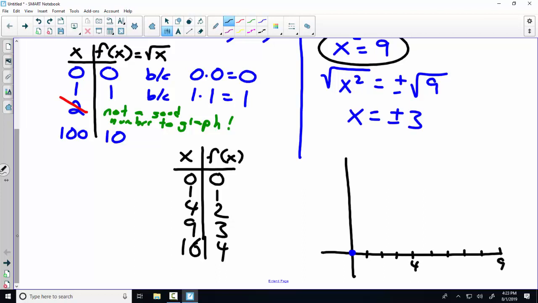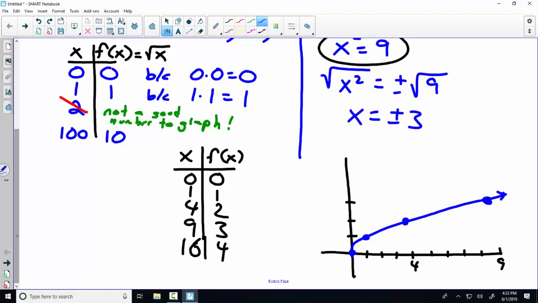1, 2, 3. There's 1, 1. There's 4, 2. There's 9, 3. You get this thing that sort of looks like a parabola fell over then got sort of buried in the ground. So this is the graph of the square root function.